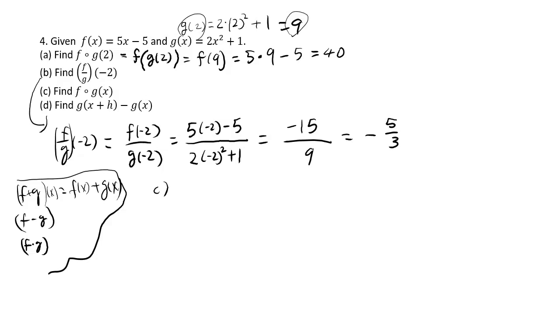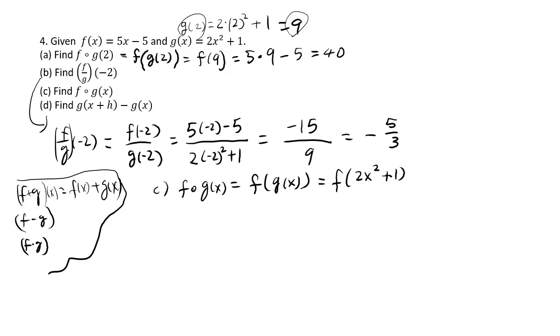Now in part C, it's asking for f circle g of x. Again, don't think about anything, just first rewrite it as f parenthesis g of x. And then you think about what this means. Well, this means f of g of x. What is g of x? g of x is this entire thing. So you replace g of x by 2x squared plus 1.